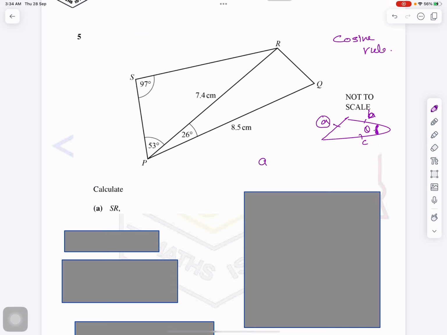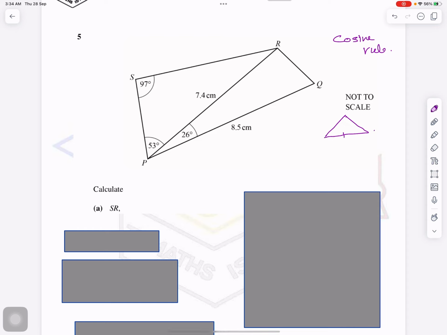So it will become A square is equal to B square plus C square minus 2 times these two sides, B into C, and cos of this angle, cos of theta. You don't need to remember the letters, you remember which side we are talking about. If you recall this properly, you will have no trouble.